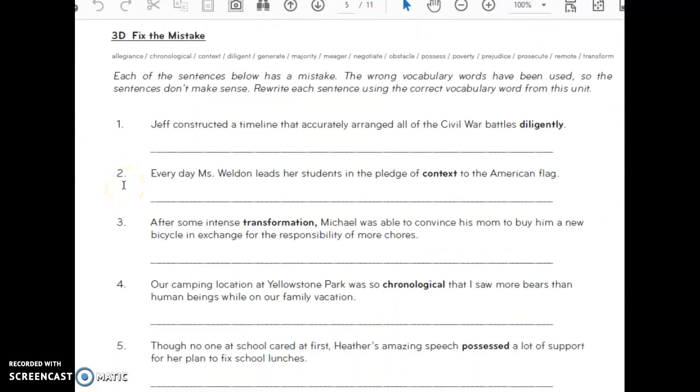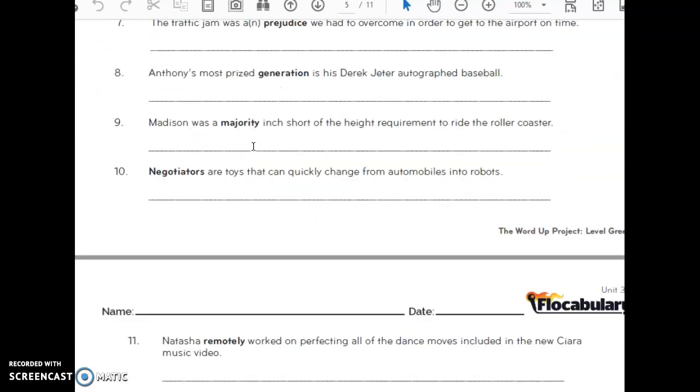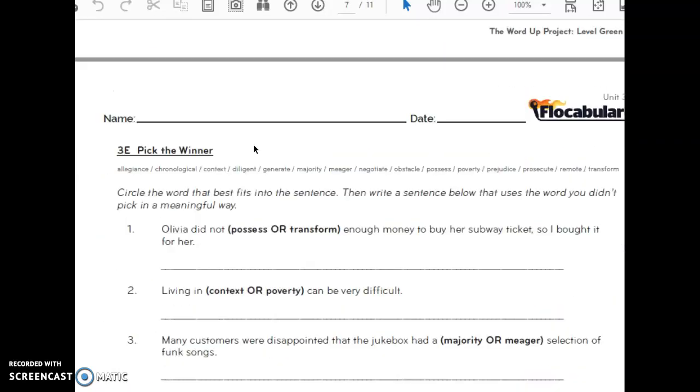All right, so as we have in the past, for 3D, you're going to fix the mistake. The word in bold is the wrong word. You need to look through the list, and if you look at the top here, they are all listed up here for easy access. You need to find the word that fits and just write that word on the line below. So there are 15 of those.